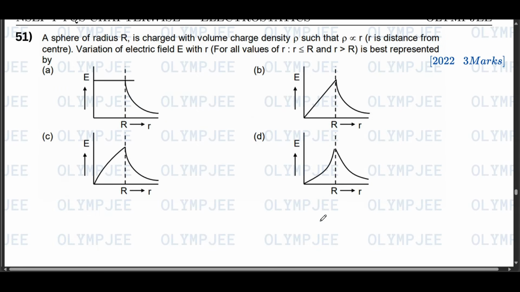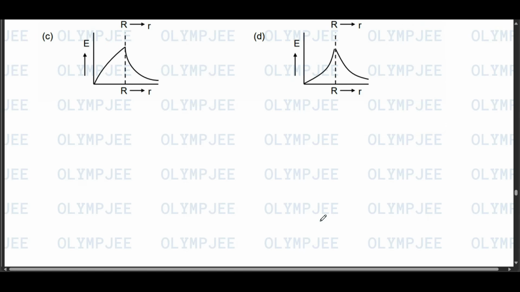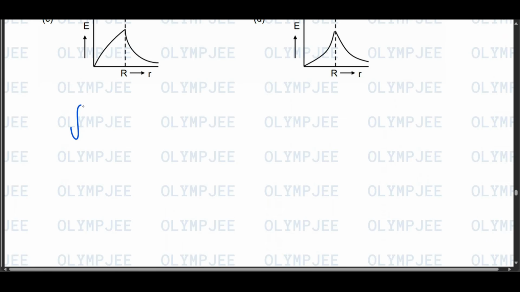So question 51 says that a sphere of radius r is charged with volume charge density rho such that rho is proportional to r, where r is distance from center. So variation of field with r is best represented by. So I will be using Gauss law. This is a very standard question which you will find in many books like Physics Galaxy. It is a solved example.